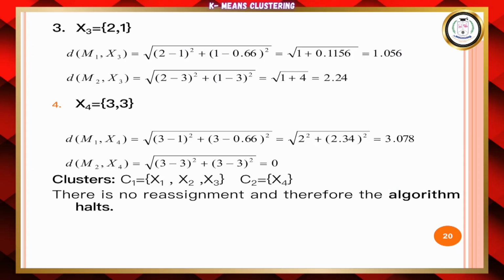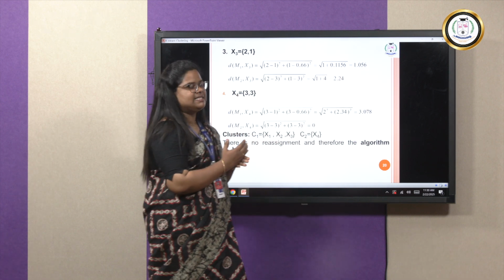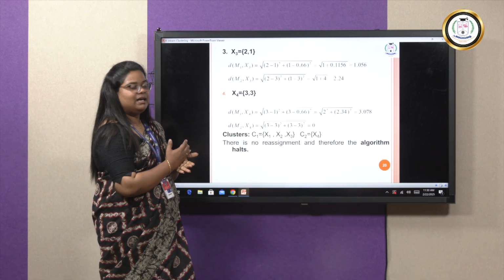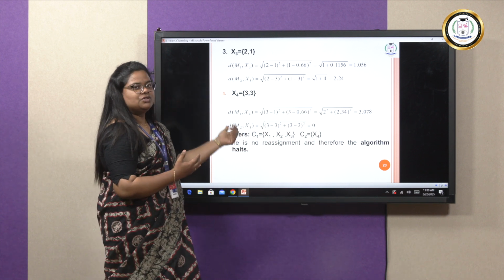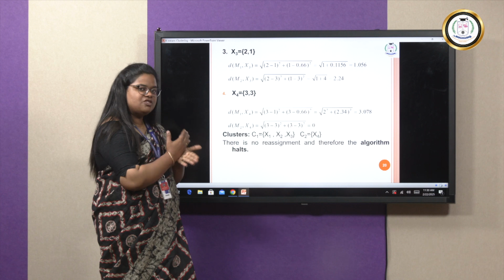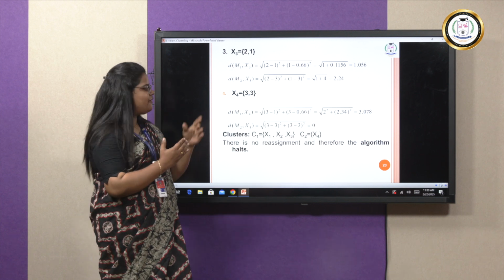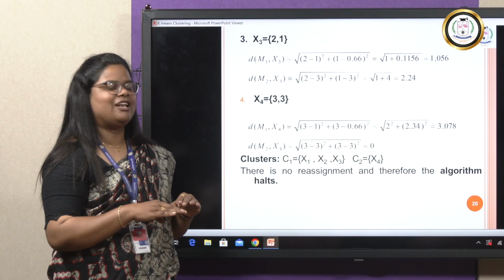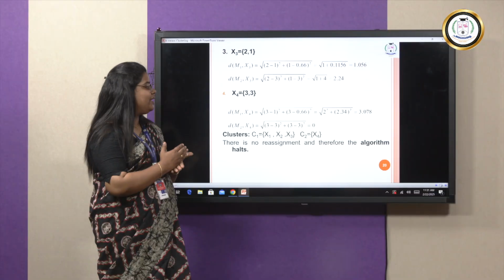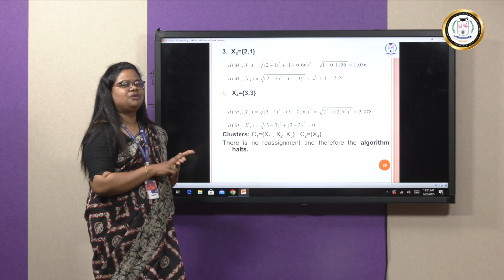Same thing for x3. The x3 value is (2, 1) and we have to find the distance to both cluster heads. Which has the least distance? 1.056 is the least distance, so this will also come under cluster 1. And x4 has the least distance with cluster 2. So the newly obtained clusters are: x1, x2, x3 come under cluster 1 and x4 comes under cluster 2. When you check both, the previous iteration and this iteration were the same. So no need for any reassignment. You can conclude with the newly obtained clusters: cluster 1 has the data items x1, x2, x3 and cluster 2 has x4.